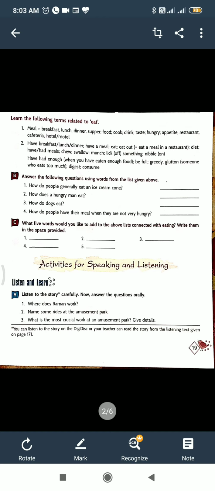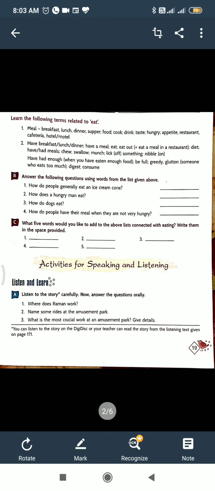Now next one, activities for speaking and listening. So here, listen and learn. Page number 171. There is a story, and after that you have to do the exercise. Means there are some questions.